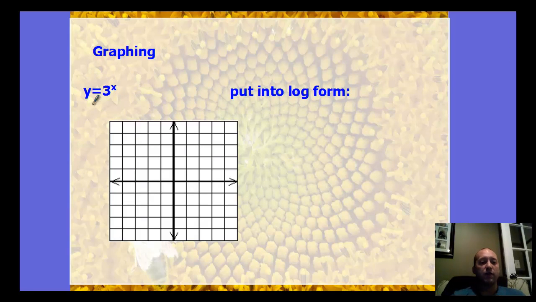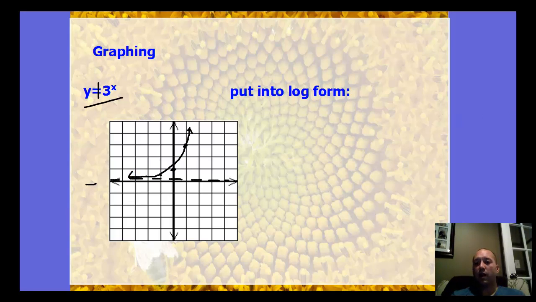Graphing. If we graph this exponential function, we have a horizontal asymptote here, and we have points. 1 is our a value, so 0, 1. Every time I go to the right one, I'm going to multiply by 3. And if I go to the left, I'm going to be dividing by 3, multiplying by a third. So then we have this shape.